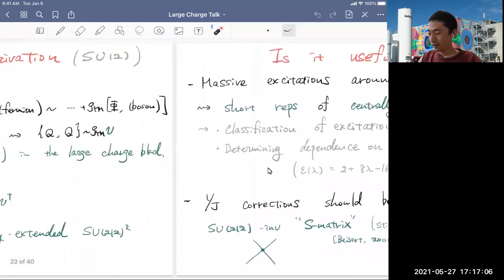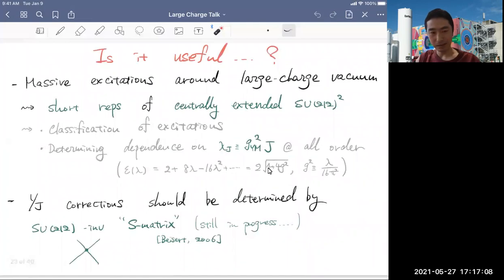So what is it? And now the question is, is it useful? So it's useful for some purposes. For example, if you want to analyze the massive excitations around the large charge vacuum in this double scaling limit, they can be organized using the representation of the centrally extended SU(2|2)², in particular the short BPS representation. That allows you to classify the excitations, and you can check that this is correct by doing some perturbative analysis.